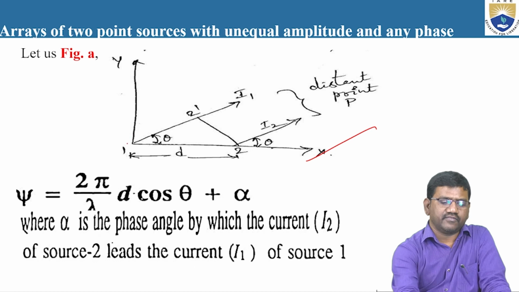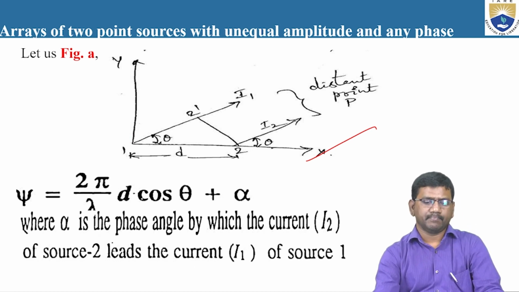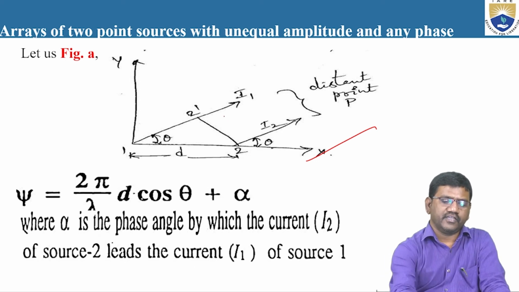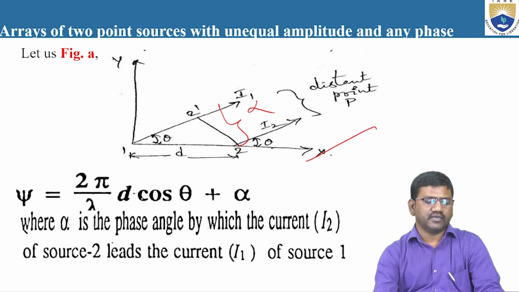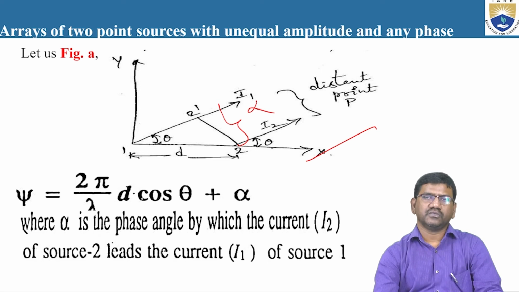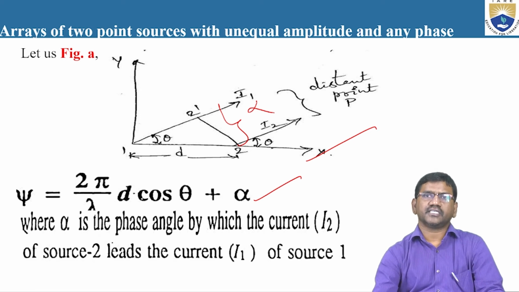So this is the case we have represented here, 1 and 2. Let us assume here as 1. Point source 1 is located at the origin. And here 2 is a point source. There is a phase difference between the radiation patterns produced by the electric field of point source 1 and point source 2. There is a phase difference of alpha, and the phase angle is represented as beta d cos theta plus alpha.